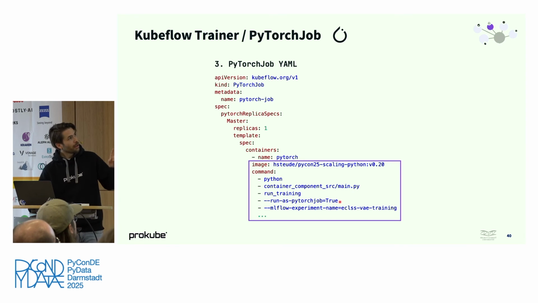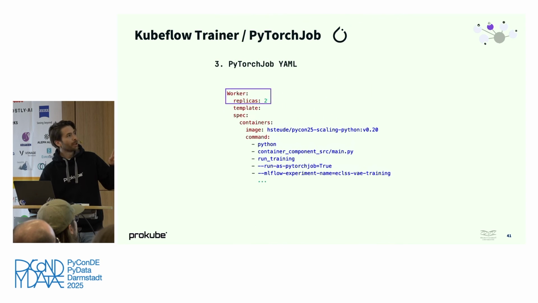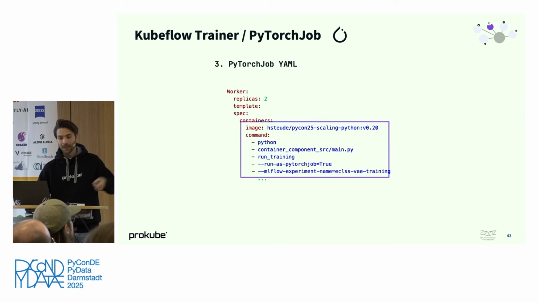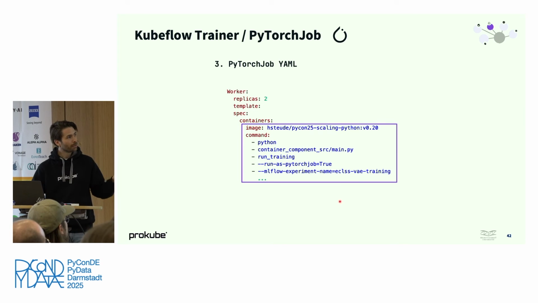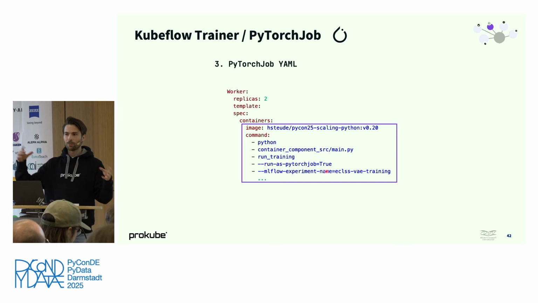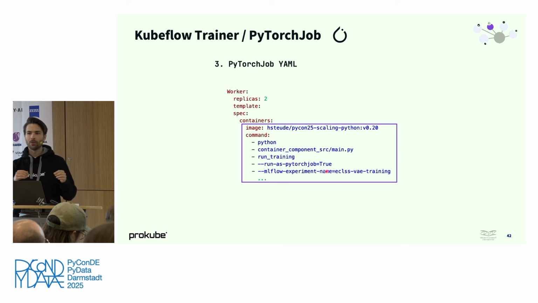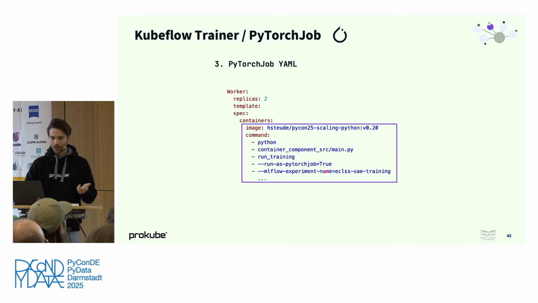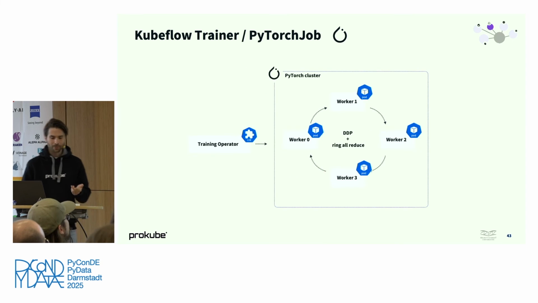Now we'll see that for the worker, which we also specify in the same file, in this case we have two worker nodes, we do exactly the same thing, same image, same command. And since we say run as PyTorch job equals true, the PyTorch job in Kubeflow will actually take care of managing environment variables such that the container itself will know which rank it has. So the master has rank 0, and then the workers have 1 and 2. And in the background, this will happen.